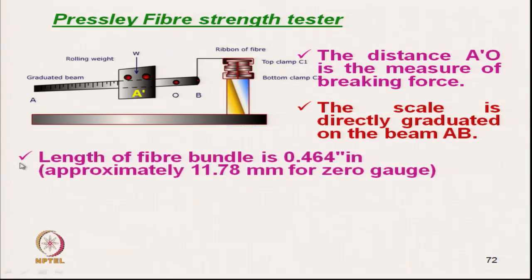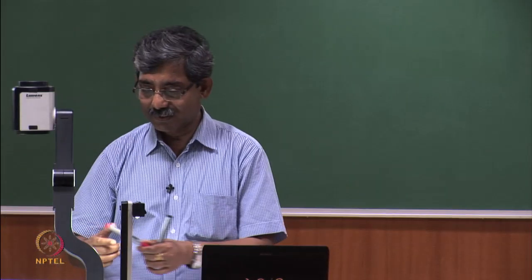and the length of the fiber bundle here is 0.464 inch, the 0.464 inch at 0 gauge length. Now, let us see at 0 gauge length.